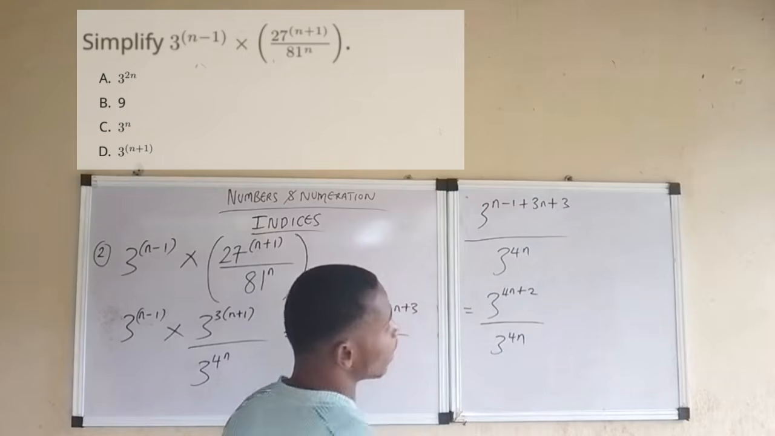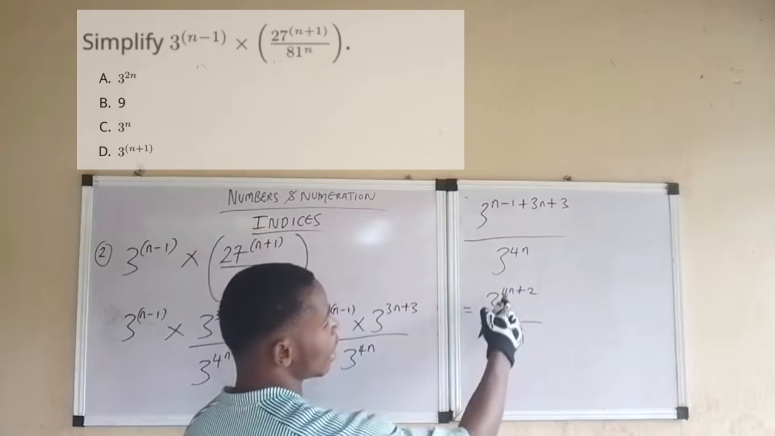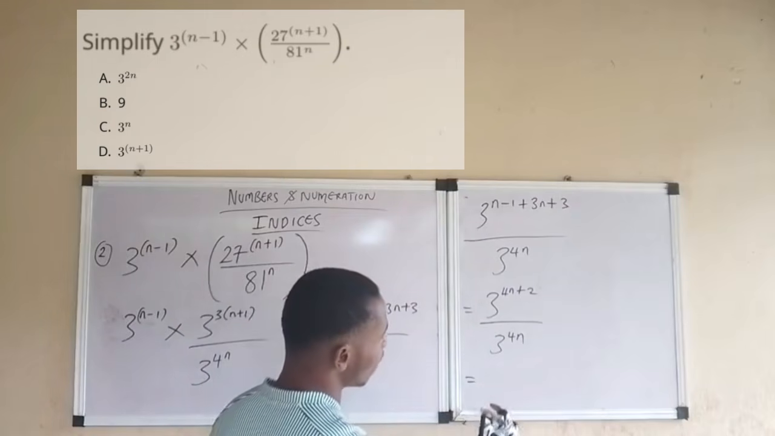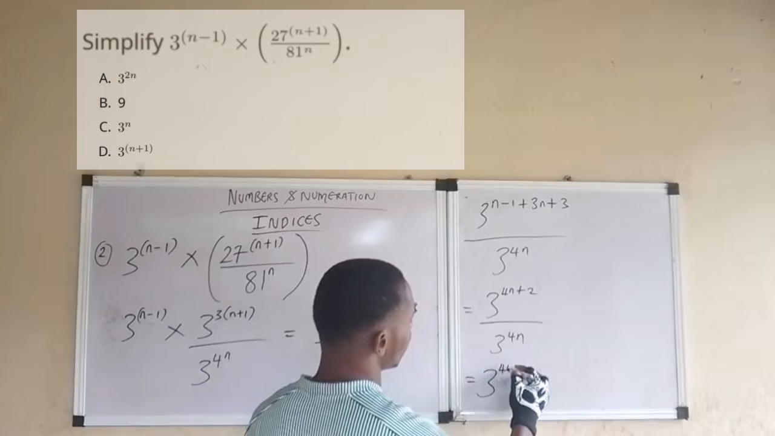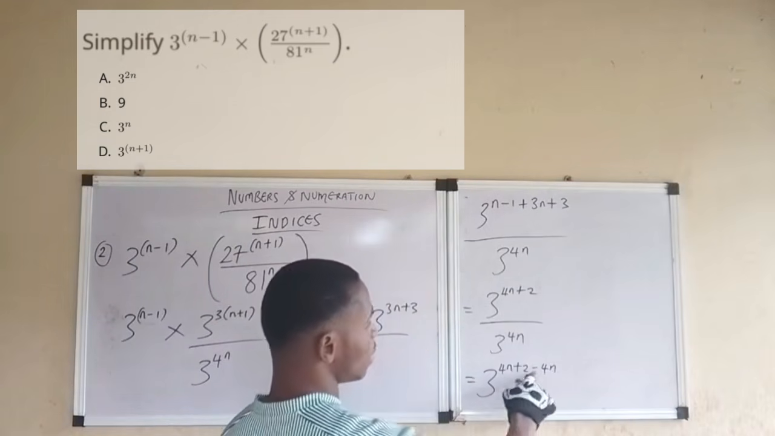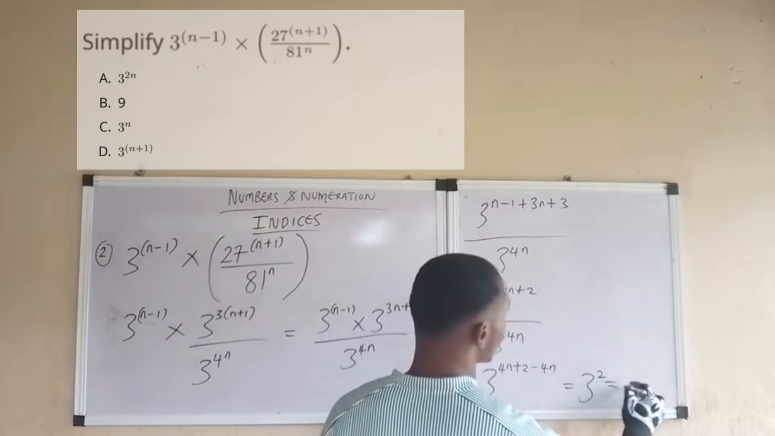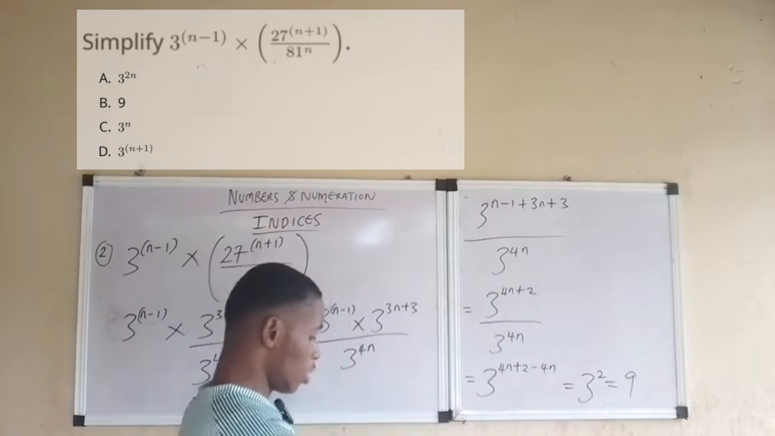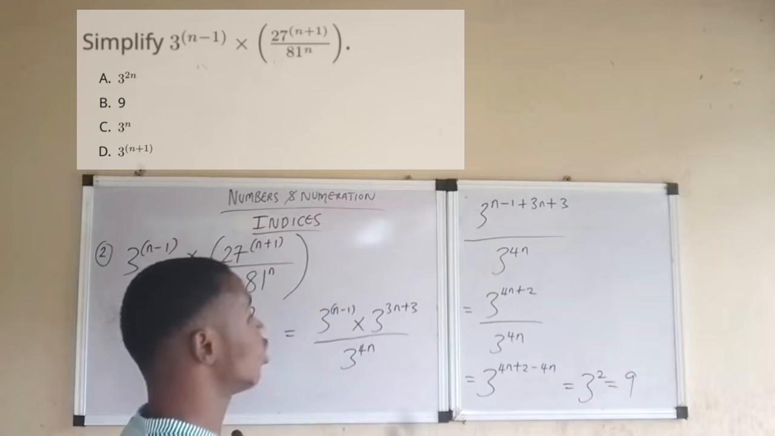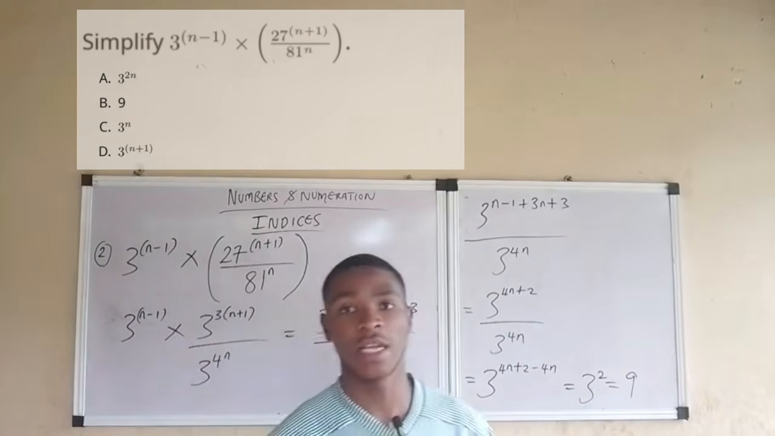over 3 raised to the power 4n. Now we apply the division rule. Since we have a common base, we take one of the bases and subtract the powers. So we have 3 raised to the power 4n plus 2 minus 4n. So 4n subtract 4n is 0. So we're left with 3 raised to the power 2, and that's 9. So the correct answer to this question is option B, as you can see, and that is how we simplify a question like this on indices.